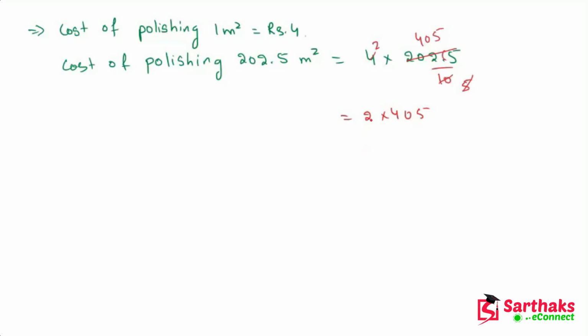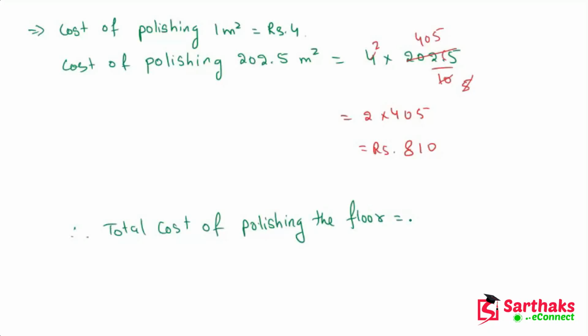Got it? Now, my dear friends, if we multiply this, we get rupees 810. So we can write the total cost of polishing the floor is equal to rupees 810. I hope you understand these things.